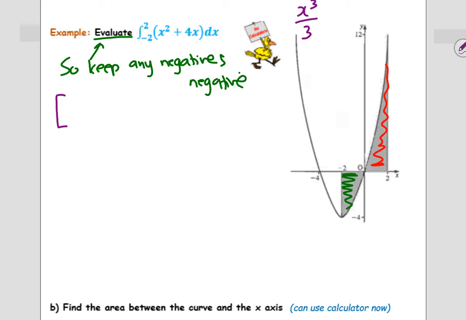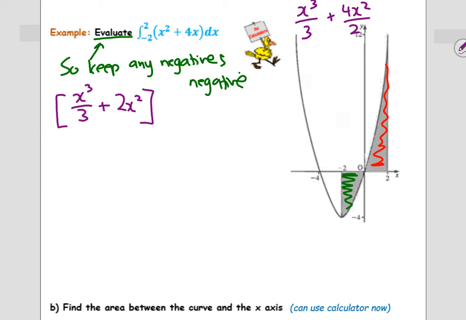What's the integral of 4x? 4x squared over 2. And that simplifies, so that's why I did it roughly on the side. You could do it roughly in here too. x cubed over 3 doesn't simplify, but 4x squared over 2, what does that become? 2x squared. So in my neat writing out, I'm just going to put the nice one.